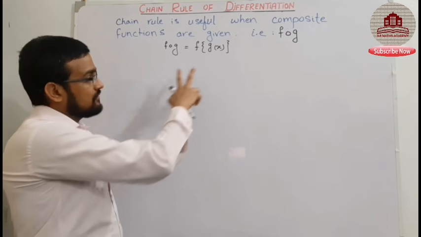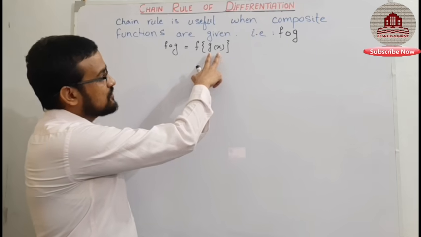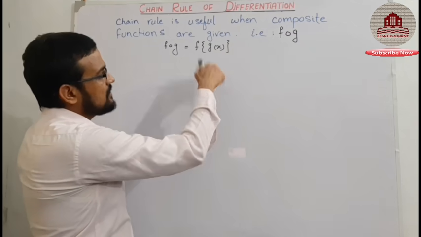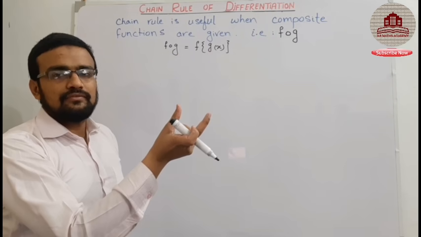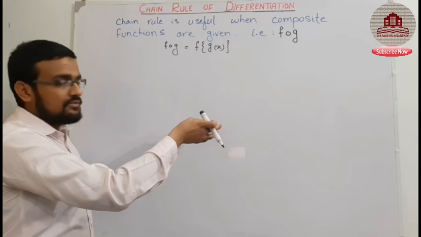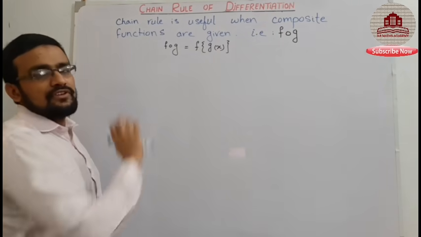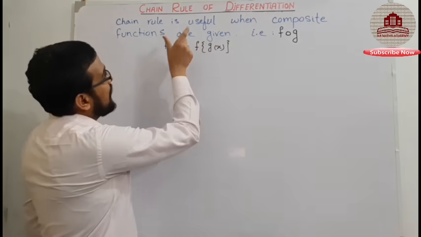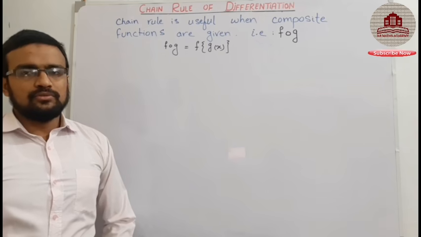f is a function which depends on g. g is also a function which depends on x. It means g of x is a simple function and f is also a function which depends on g of x, and this is called a composite function. And for the derivative of these types of questions, we can use the chain rule.